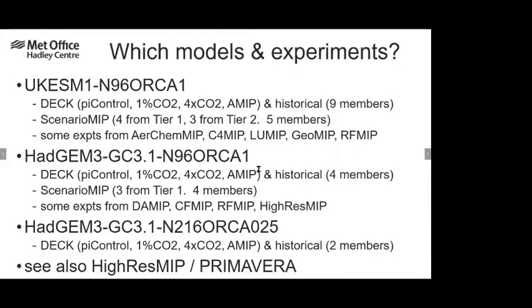For the low resolution version of HadGEM3, we've also got the DECK experiments. We've got 4 members of the historical. We've got 4 members of 3 tier 1 scenario experiments, and then some experiments from DAMIP, CFMIP, RFMIP, and HighResMIP as well. And then finally, for the higher resolution version of the physical model, we've got the DECK, and we've got 2 members of the historical ensemble as well.